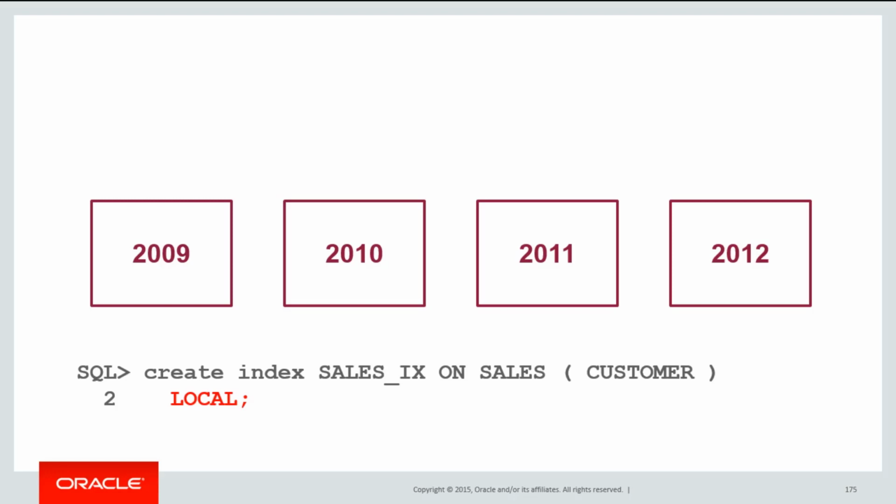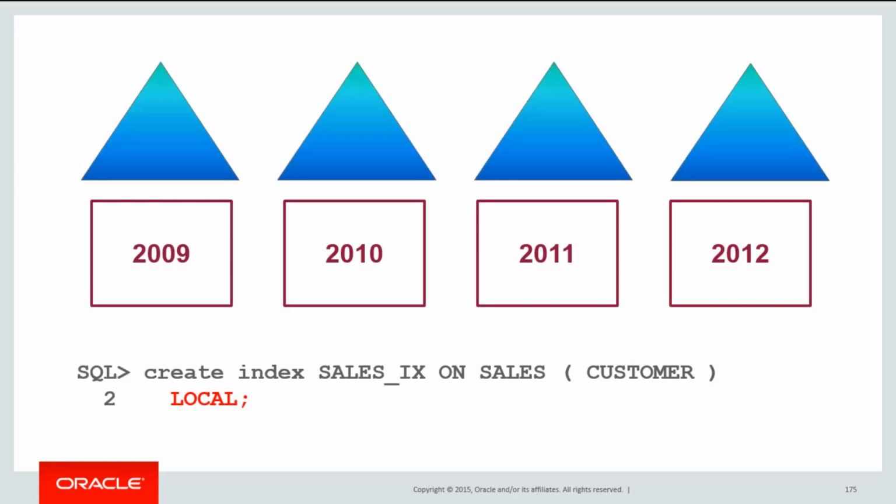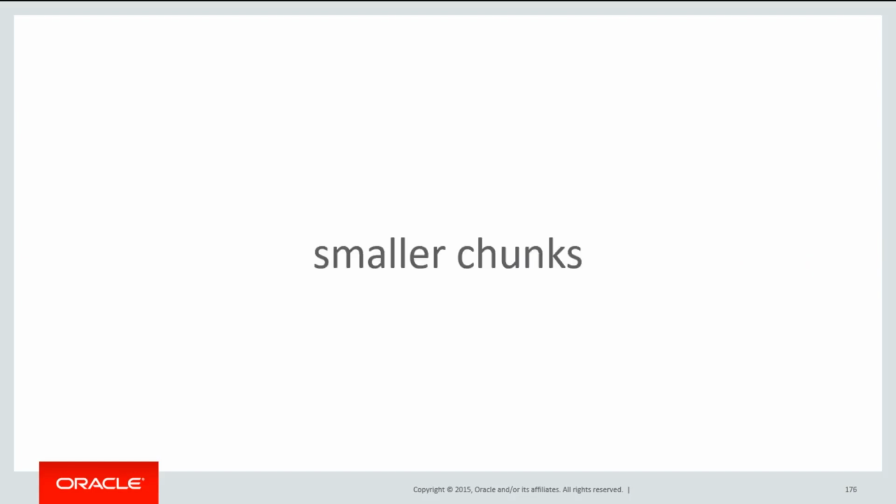A local index is where we add the local clause at the end of the index definition. This creates a single logical index, but is actually comprised of multiple physical segments, each one equating to the table partition segment that maps underneath it. This means that the index comprises smaller chunks. It is multiple small segments, not a single large segment.